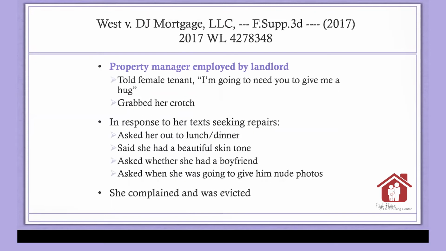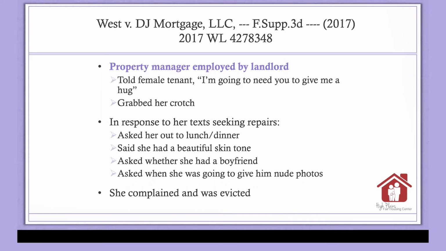So let's look at a case where the discrimination is explained and the case articulation is explained, but it comes in a form that is not quite so obvious, even to practicing lawyers. So in this West versus DJ Mortgage case, let's talk about the West versus DJ Mortgage case.